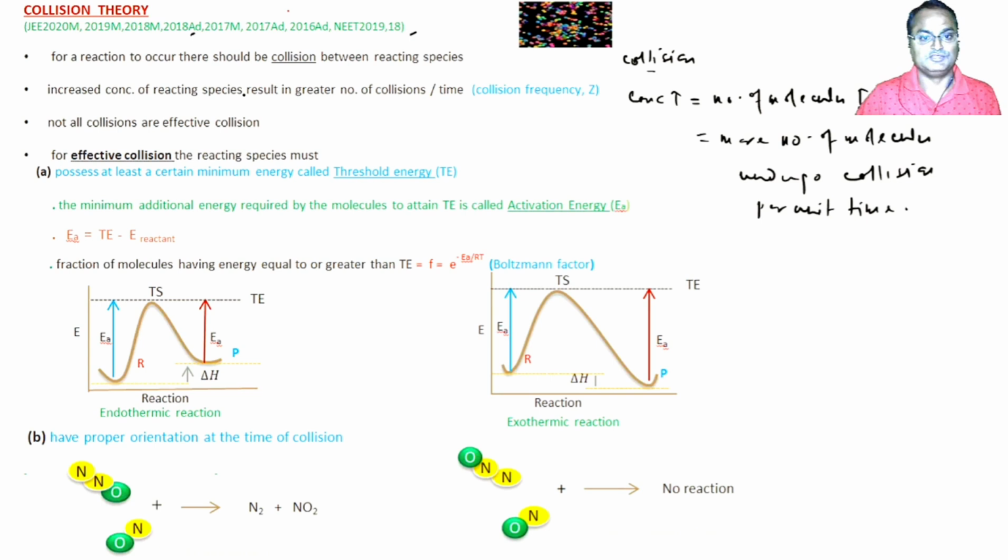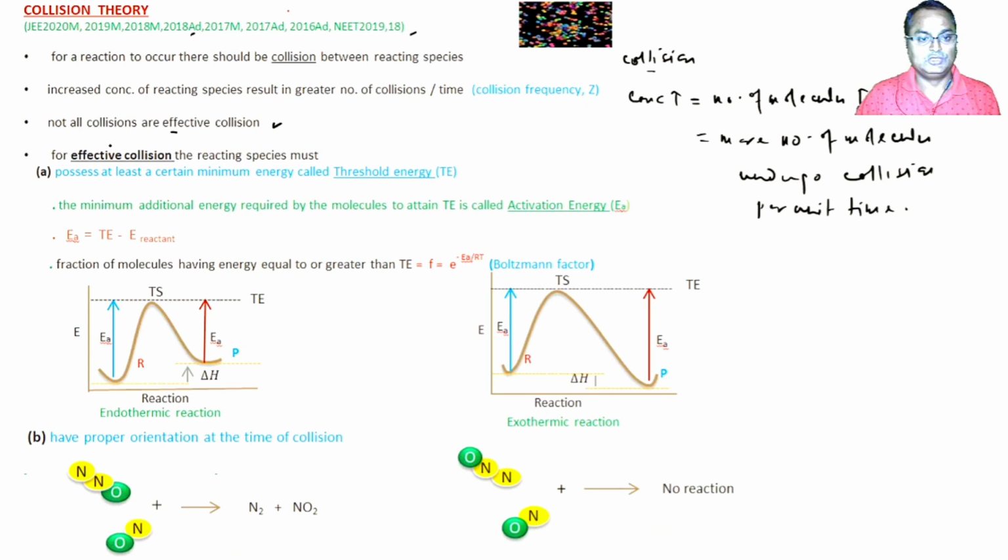But not all collisions are effective collisions. It means that whatever be the number of molecules, they collide with each other, and all the colliding molecules do not convert into products. All the collisions do not result in reaction. So they must have effective collision. उनके बीच में effective collision होना बहुत जरूरी है.